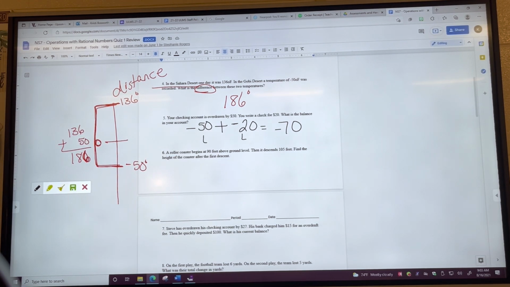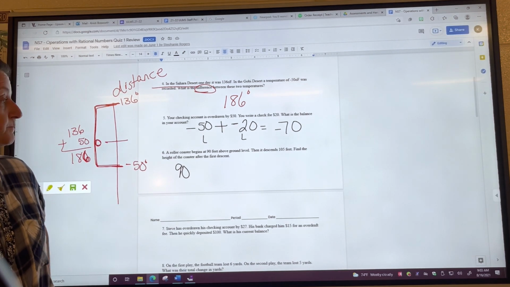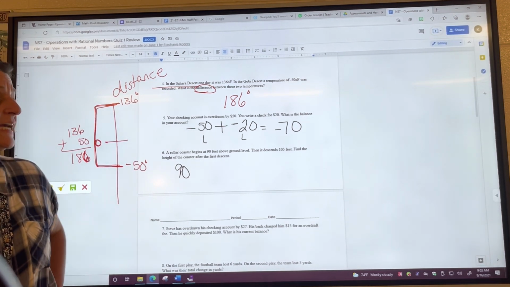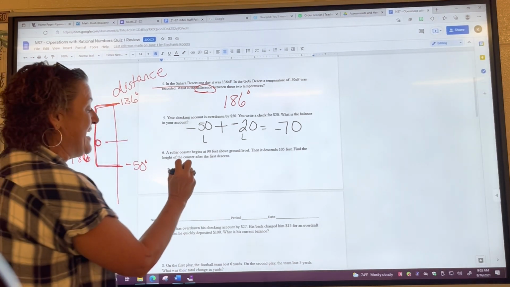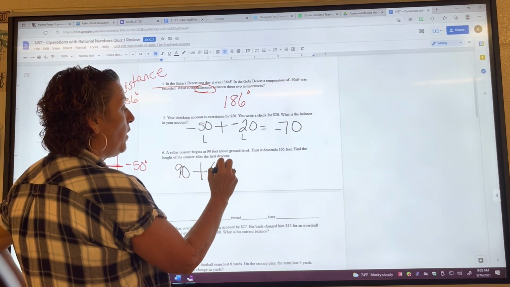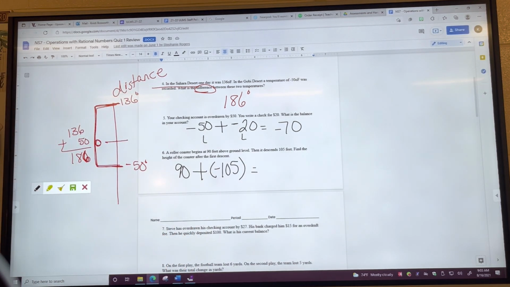A roller coaster begins at 90 feet above ground level. So is above ground level going to be a positive or a negative? Positive. It's going to be a positive. Y'all okay, boys? Then it descends 105 feet. Find the height of the coaster now.